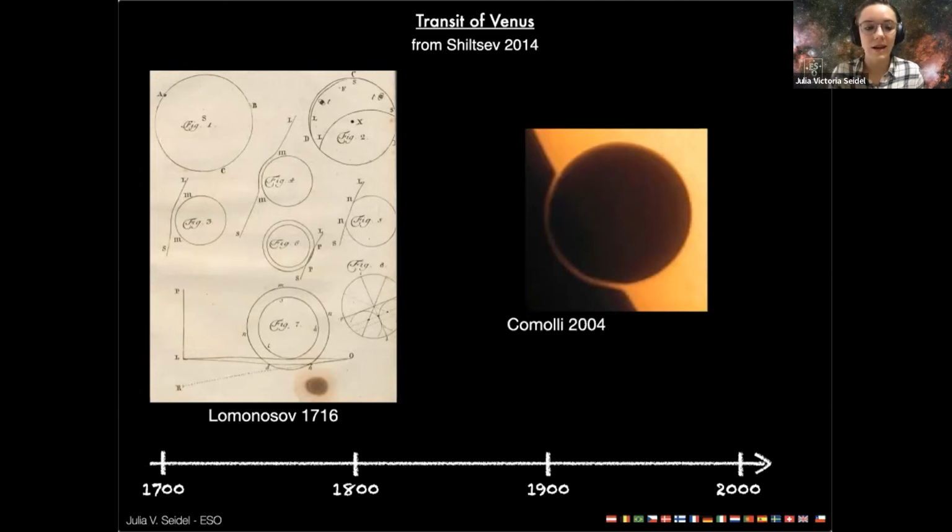So this is undoubtedly the first detection of an extraterrestrial atmosphere, which you can see here in the paintings. And then Kamali et al. redid this experiment to see that it was really possible in 2004, using the same means that they had in the 18th century, and took a picture of exactly what Lomonosov was able to see in the 1800s.